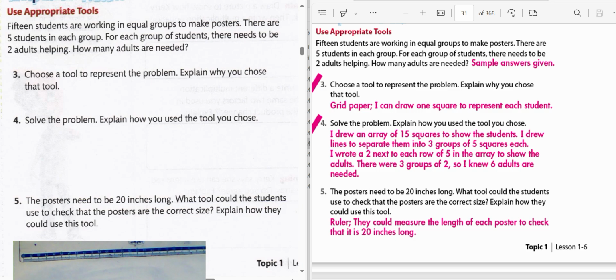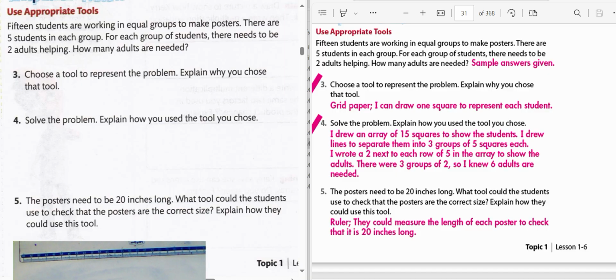We have 15 students working in equal groups to make posters. There are 5 students in each group. Then we have 3 groups. For each group of students, there need to be 2 adults helping. Each group needs 2 also. 2 plus 2 plus 2 equals 6. Each group contains 2. 2 plus 2 plus 2 equals 6.